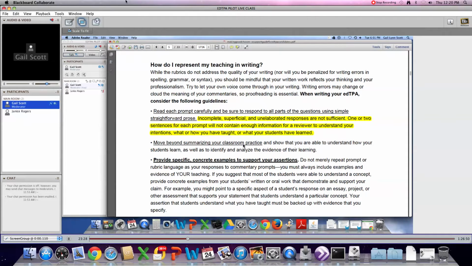Go beyond summarizing. Show that you're able to understand how your students learn, as well as able to identify and analyze evidence of their learning. You can identify how you prove they learned, and you can analyze their learning in valid ways. So this is an overall picture.